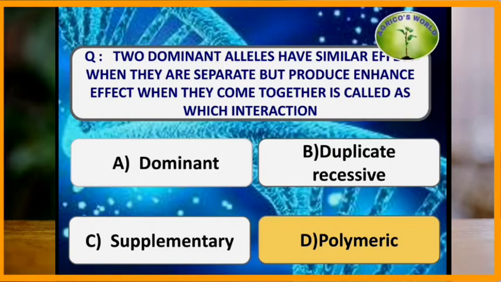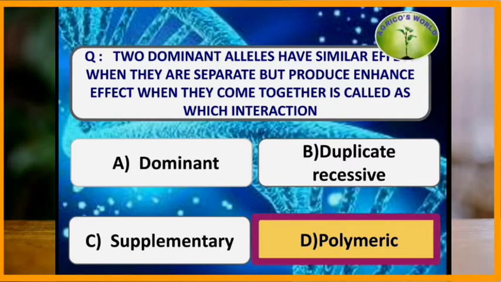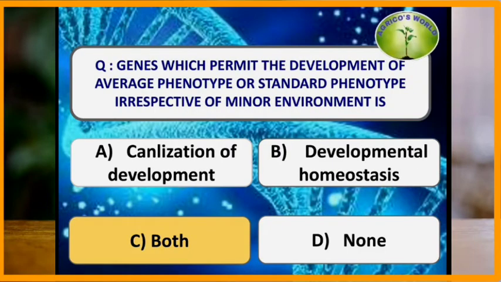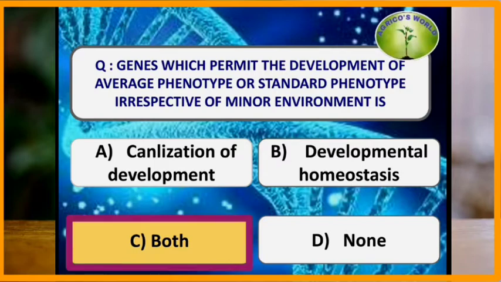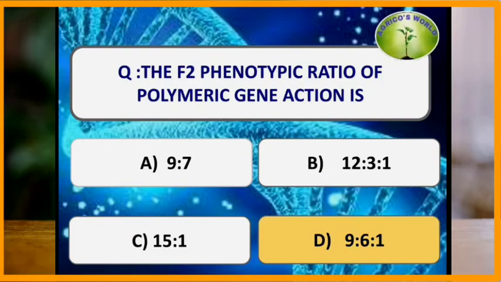When two dominant alleles have a similar effect when they are separate but produce an enhanced effect when they come together, this is known as a polymeric interaction, and it is mostly seen in the fruit shape of summer squash. Genes which permit the development of the average or standard phenotype irrespective of minor environmental changes, so they are not affected by environmental changes, are known as developmental homeostasis, also known as canalization of development.